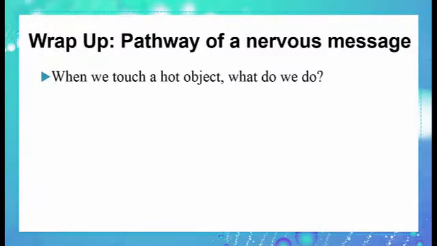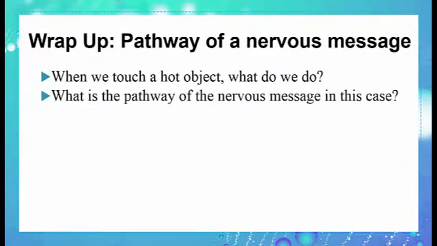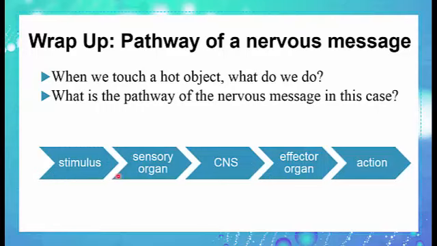When we touch a hot object, what do we do? What is the pathway of the nervous message in this case? We know that the pathway starts with the stimulus, then the sensory organ, the central nervous system, and the effector organ, to apply the action. What is the stimulus here when we touch a hot object? The stimulus, the cause of the action, is the hot object. The sensory organ that detects the stimulus is the skin of the hand.